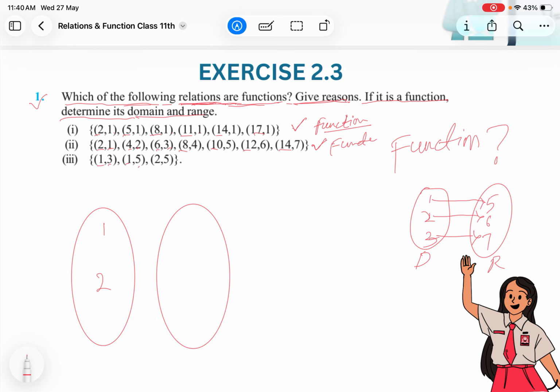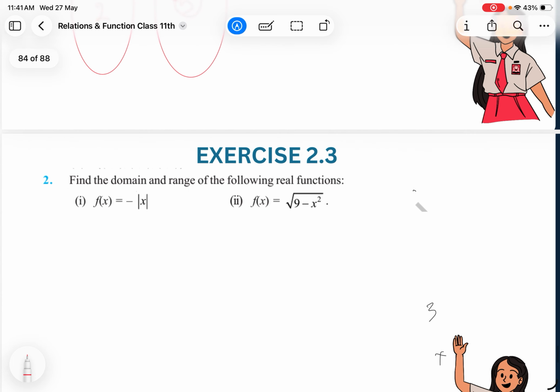Now 3, 5, 5. Now 3, 5. So you see in the first case, 1 to 3. Okay, no problem. 1 to 5. Oh my God, this is an issue. It means one input cannot have 2 outputs like this. Okay, so this is not a function. And if it's not a function, then we don't need to find the domain and range. Okay, let's move to the second question.